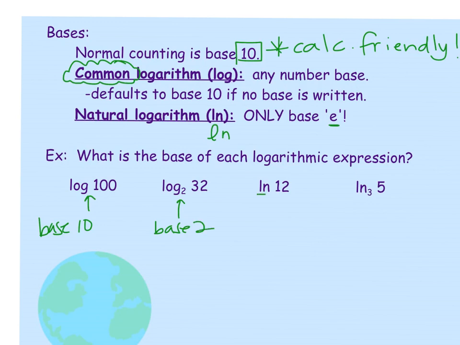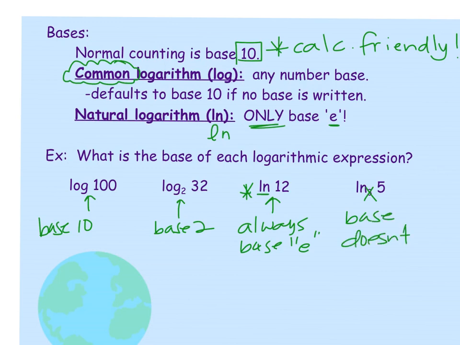For ln, the unique thing about ln is that it'll never have anything written because it's always base e. And that's what it says up above, only in all caps. That's because it's always base e. So if I'm ever trying to trick you, like the next one, ln 3 of 5, you can't have 3 with ln, so this one's not possible. It's not base 3, it can only be base e when you're using ln.